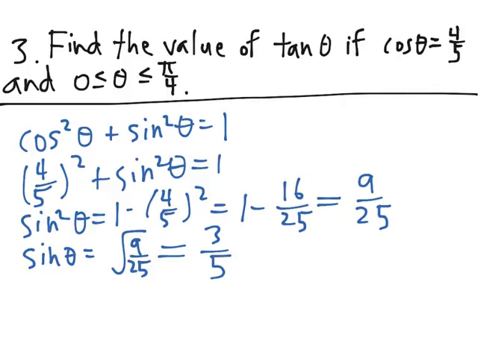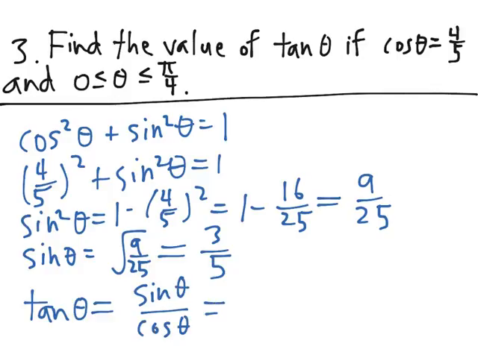Now that we have sine theta, and since we were given cosine theta, we can use the identity for tangent, which states that tangent theta equals sine theta over cosine theta. Now plugging in the values we already have for this, we get 3/5 divided by 4/5. The fifths will cancel out and we'll be left with 3/4, which is tangent theta.